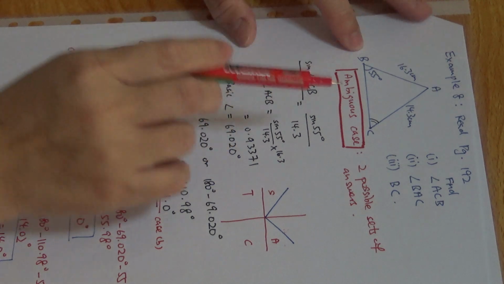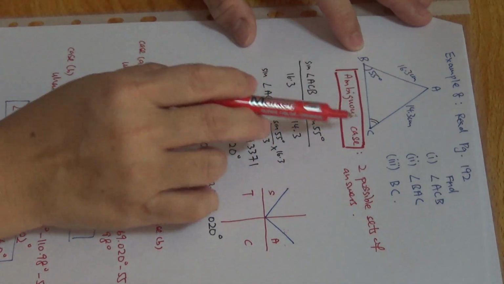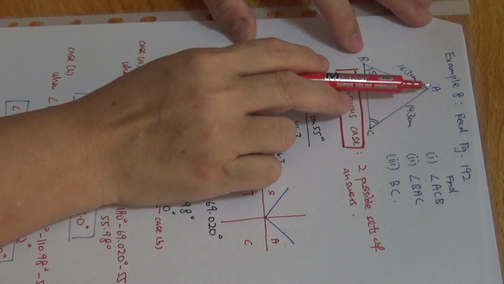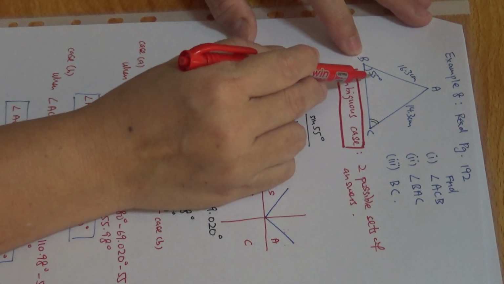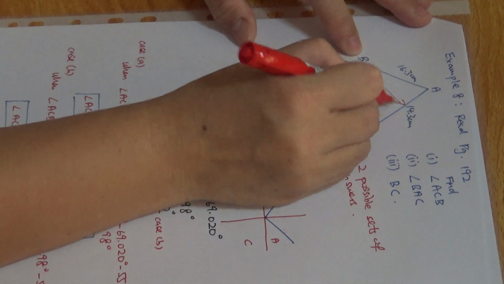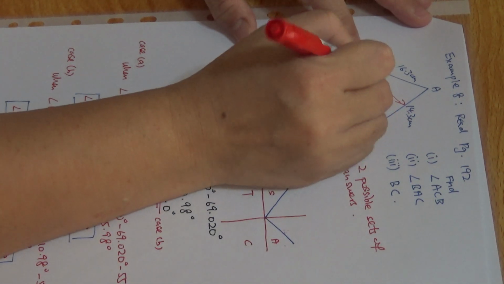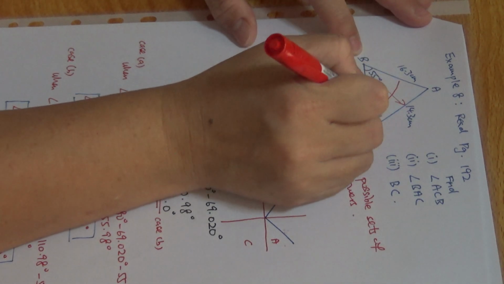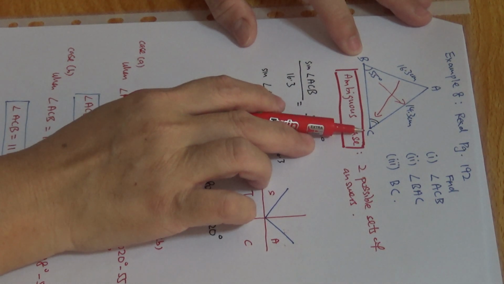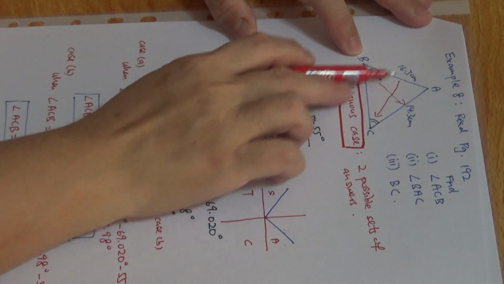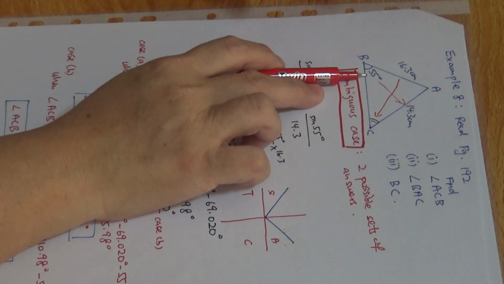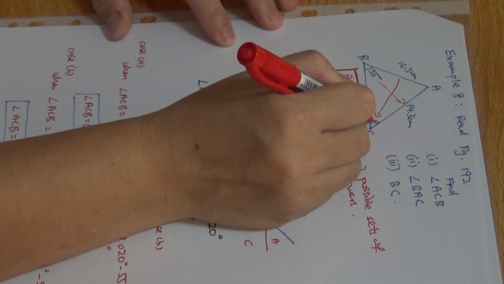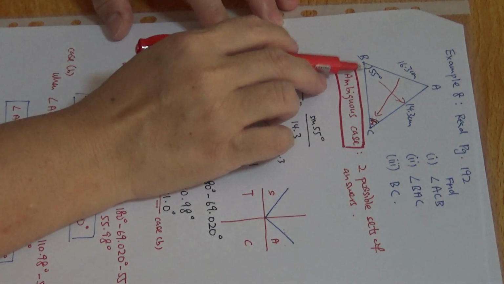If you look at this triangle here, first they ask you to find angle ACB. This is 55, this is 14.3, this is 16.3, and this is opposite the unknown angle that we are supposed to find. Because this side is bigger, this angle will be bigger than 55 degrees. I repeat, this angle will be bigger than 55 degrees.